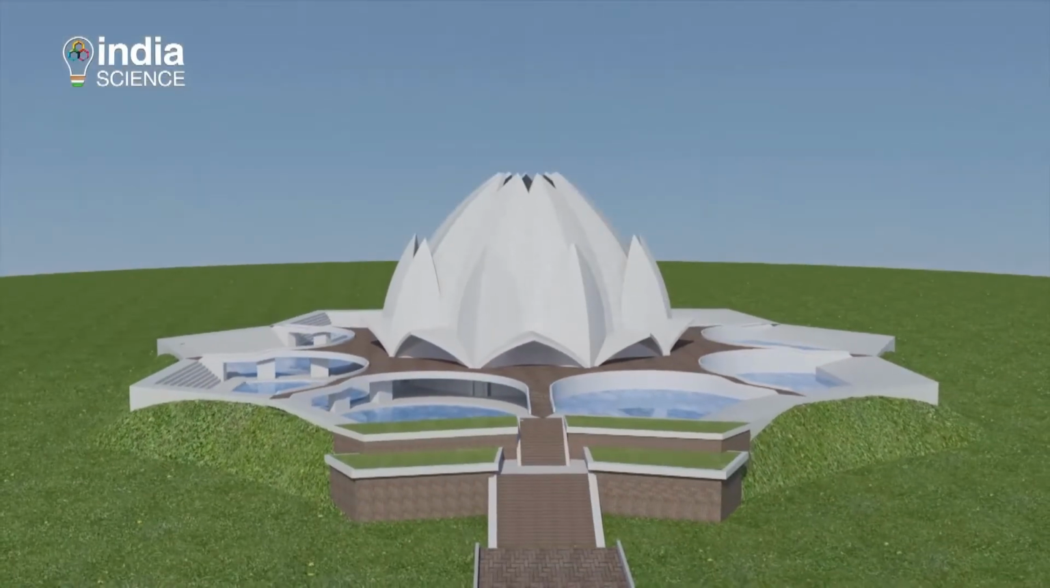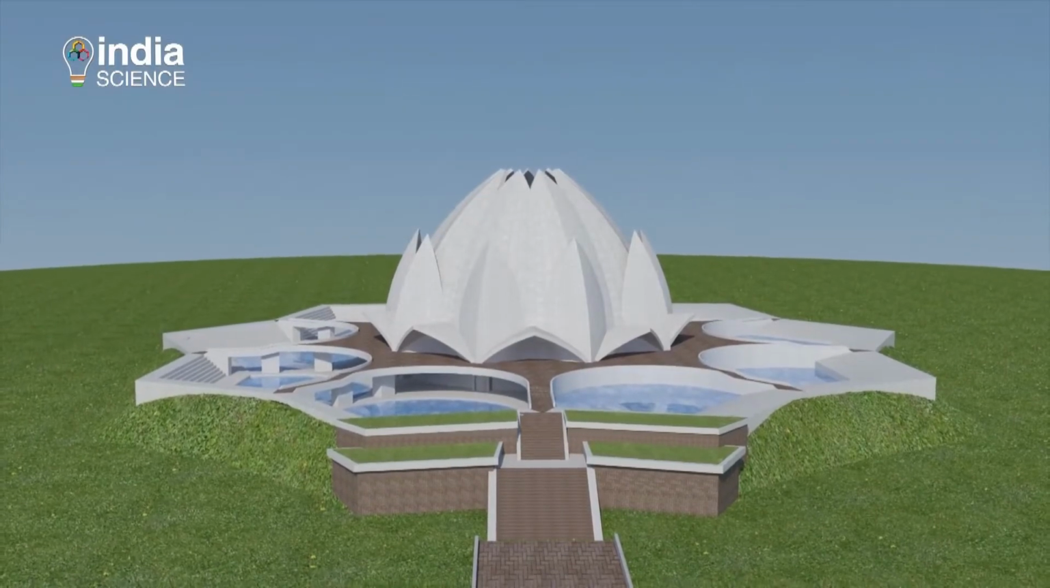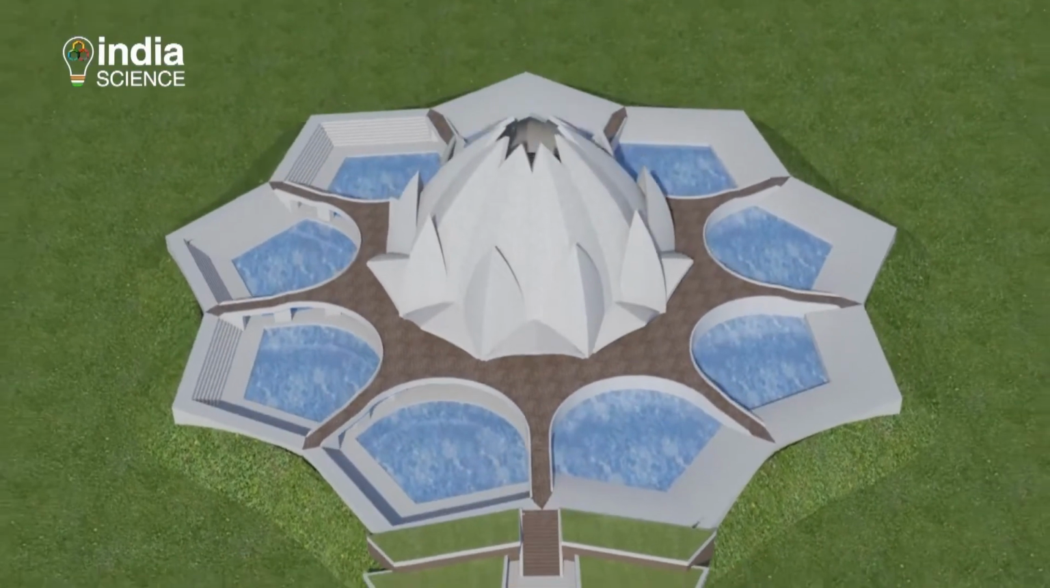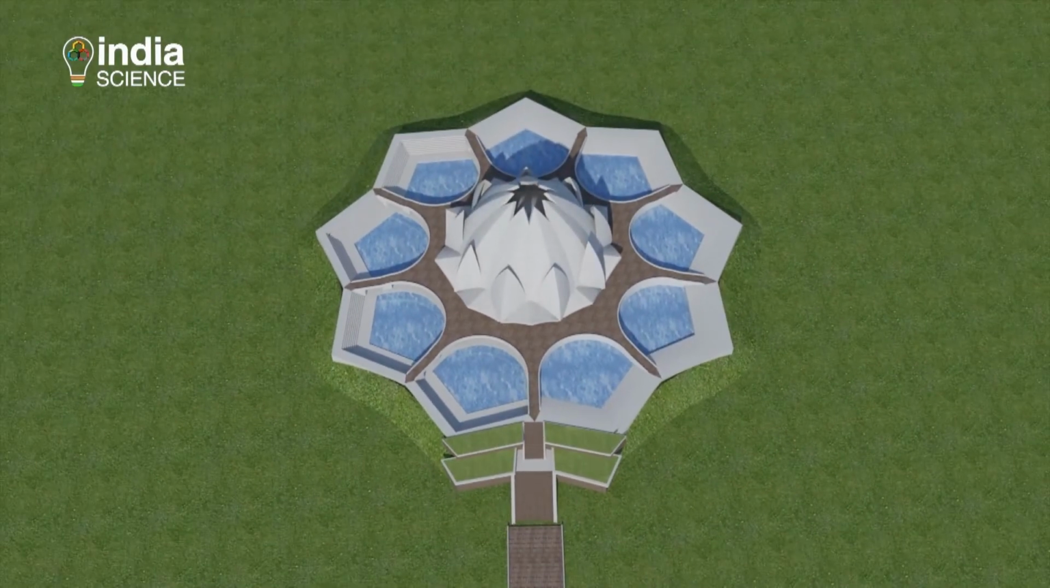From a frontal view, the structure is symmetric, but the symmetry really comes alive if we move up and get an aerial view of the monument.